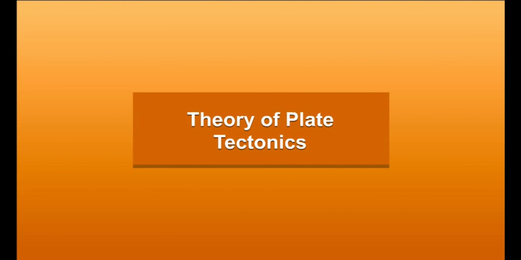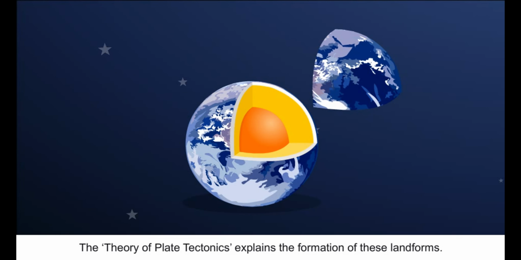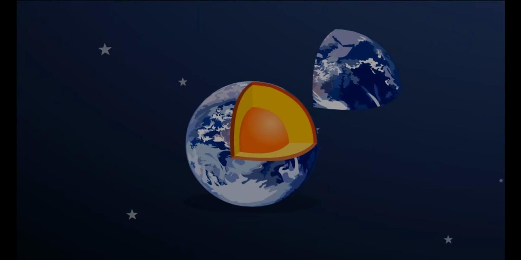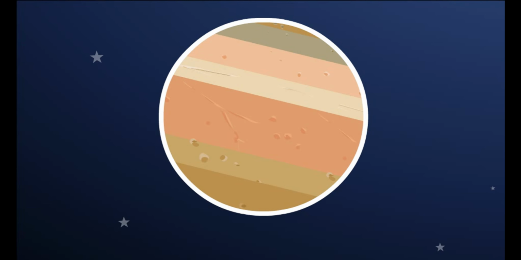Theory of plate tectonics. There are almost all kinds of landforms, ranging from lofty mountain ranges, valleys, fertile plains, deserts, and plateaus to island groups in our country. The theory of plate tectonics explains the formation of these landforms. According to this theory, the Earth's crust or lithosphere is made up of numerous large and small plates.